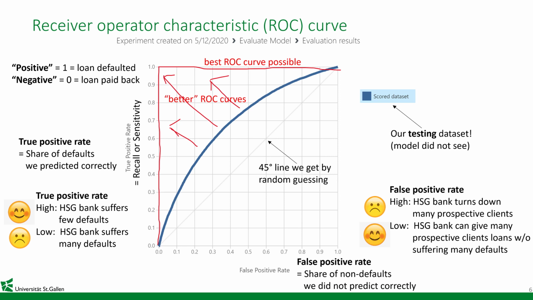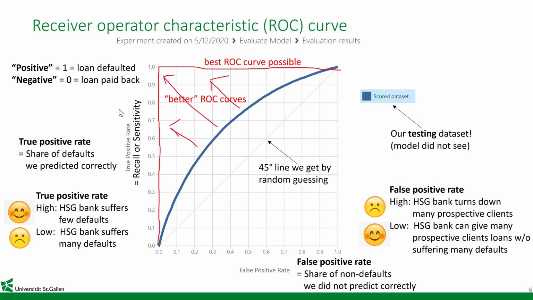There are always going to be mistakes when we predict something. So the perfect ROC curve would be indicated here by just a vertical line on the recall, right? So we would have a 100% recall and 0 false positives. This would be the absolute best ROC curve possible.